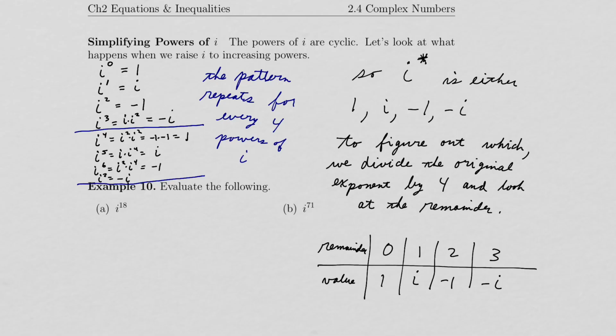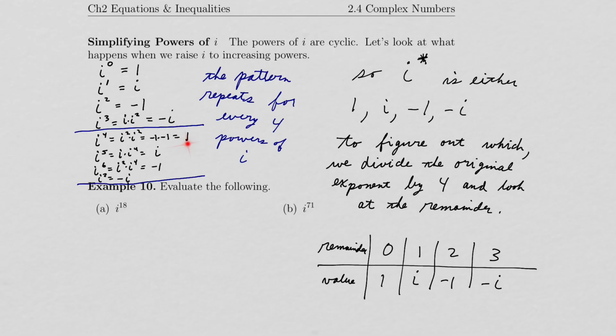And you can see that here from the original, right? i to the 0 is 1, i to the 1 is i, i to the 2 is -1, i to the 3 is -i. Then, if the original exponent were 4, when we divide that by 4 and we look at the remainder, we're going to get 0 again, and the answer is 1.